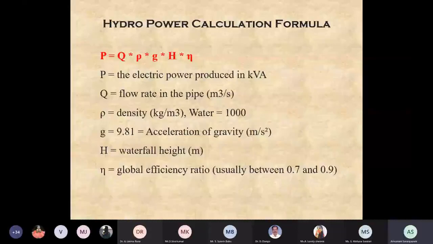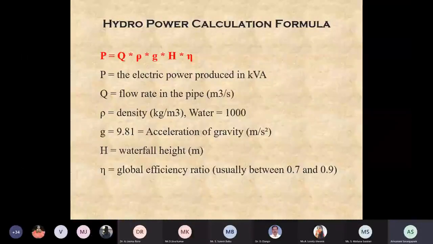And next is efficiency. The efficiency ratio will differ from 0.7 to 0.9 depending upon the turbine which we are using, whether we are using a Kaplan turbine or Francis or Pelton. This depends upon that. And also the generator efficiency. This is called combined efficiency. So that efficiency will be used, and by this the power can be calculated.